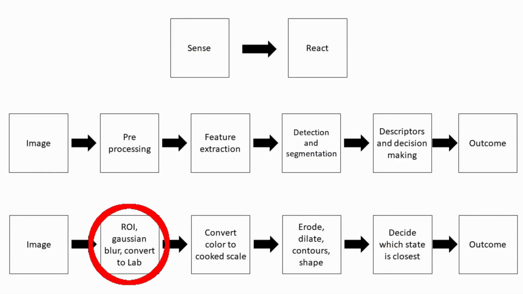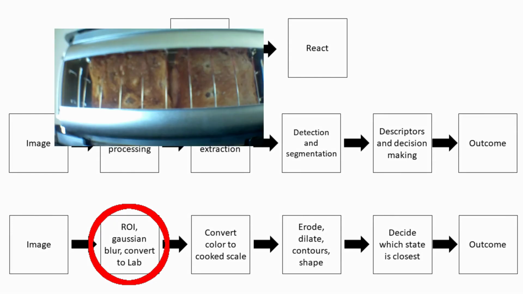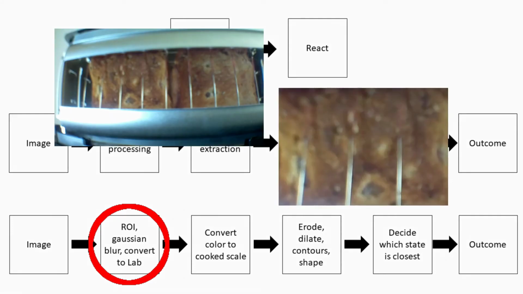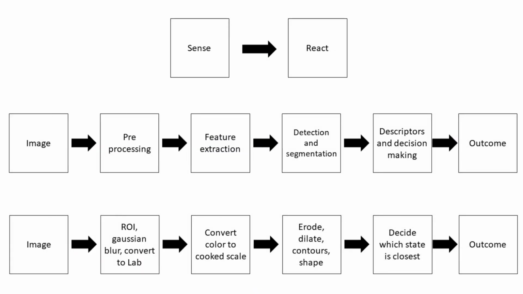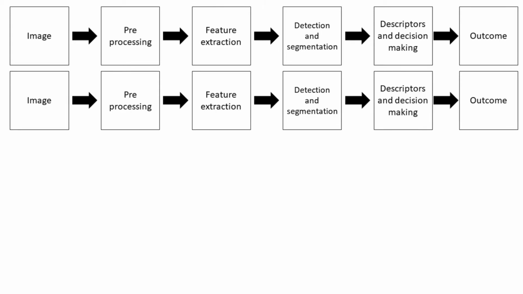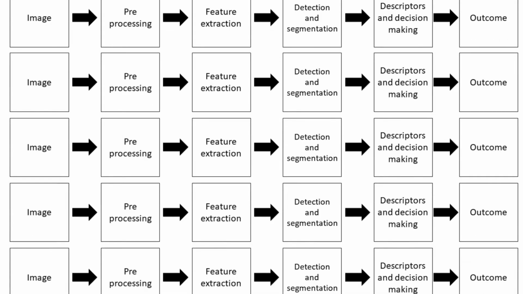To do this, we use pre-processing. As a simple example, this will be selecting a region from the image to be analyzed that we know is toast. We may apply blurring to reduce noise, and convert the color space to LAB. The process discussed can be applied many and multiple times to keep finding more information.